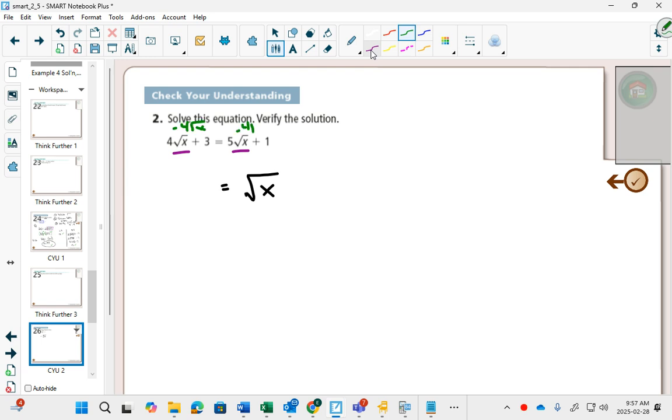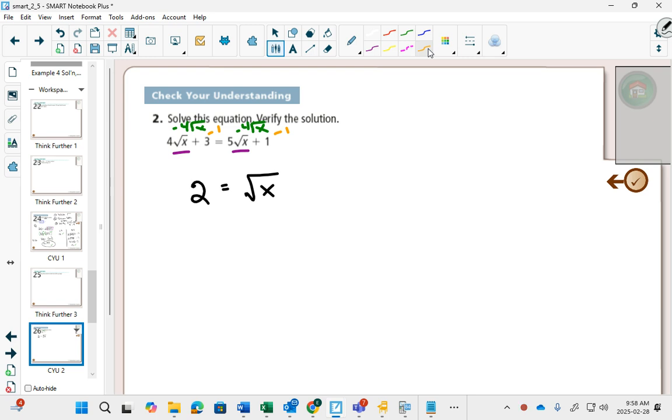Some people really like to write stuff like this. Minus 4 root x. I did that. What am I left with? I'm still left with a 1 on the right-hand side and a 3 on the left-hand side. I would probably also move the 1 over. Now, me personally, I don't write the green and the orange anymore. I just say, okay, I'm going to move my square roots to one side. I'm going to move my number to the other side. Have I now isolated my square root?